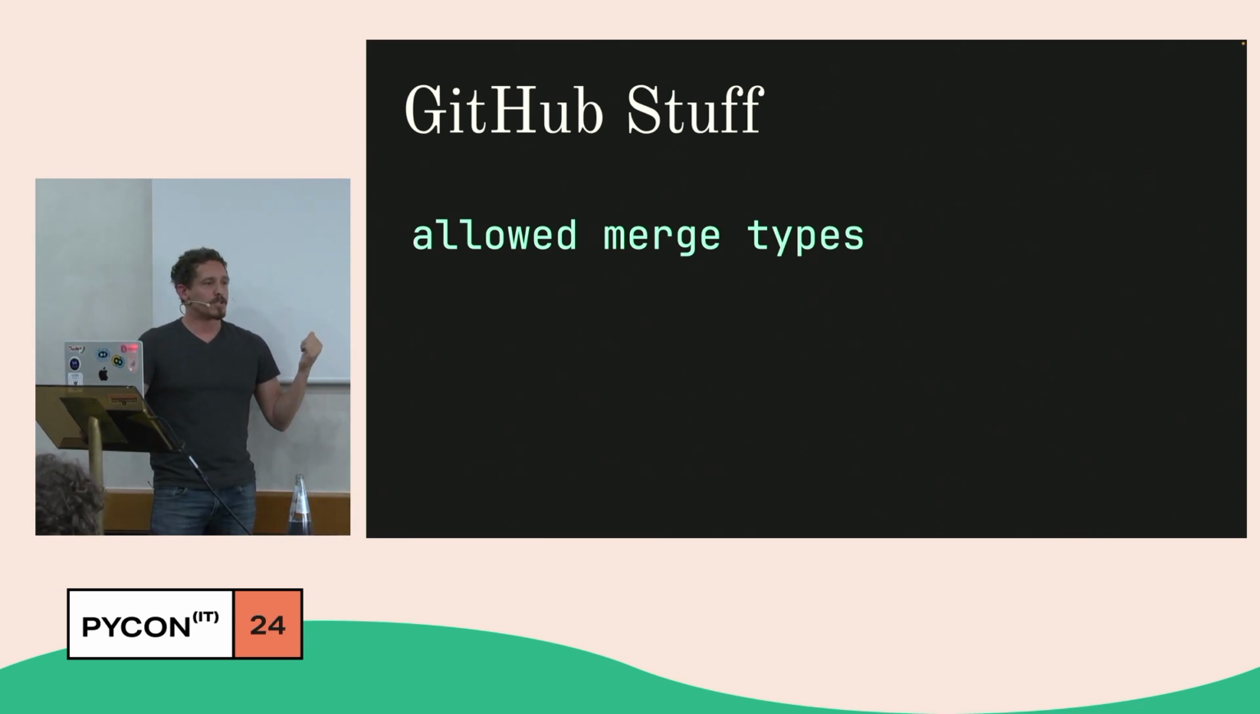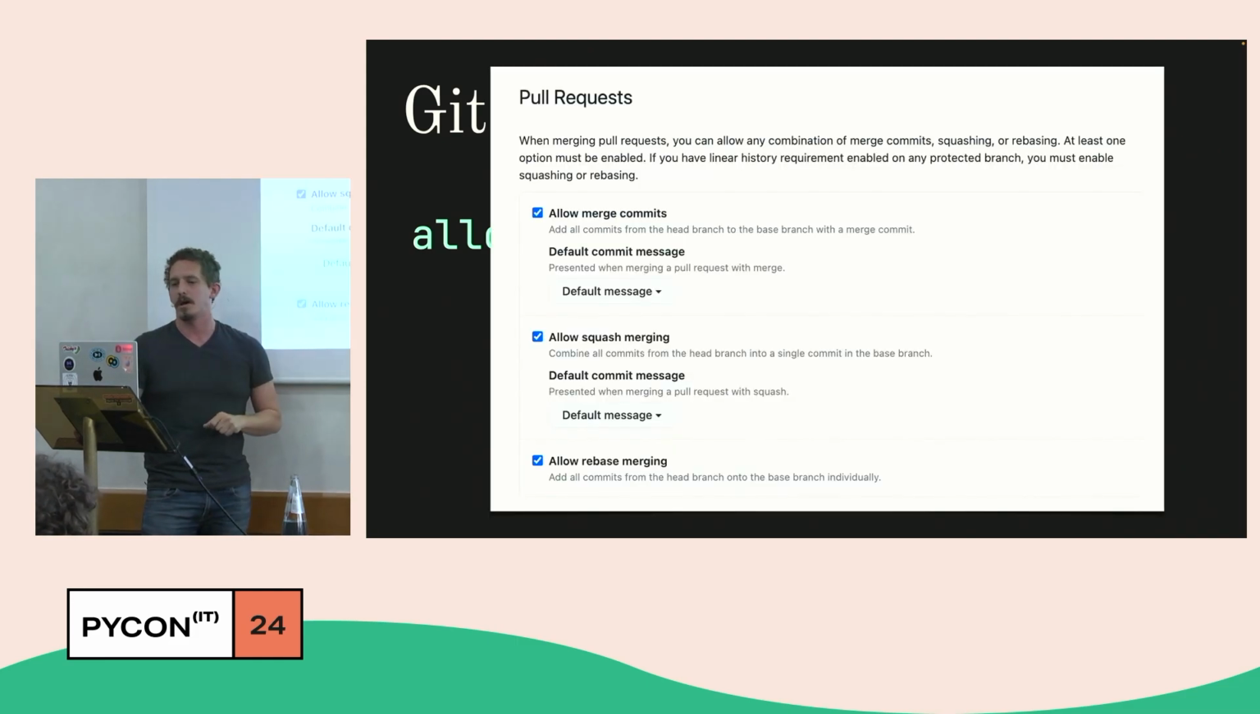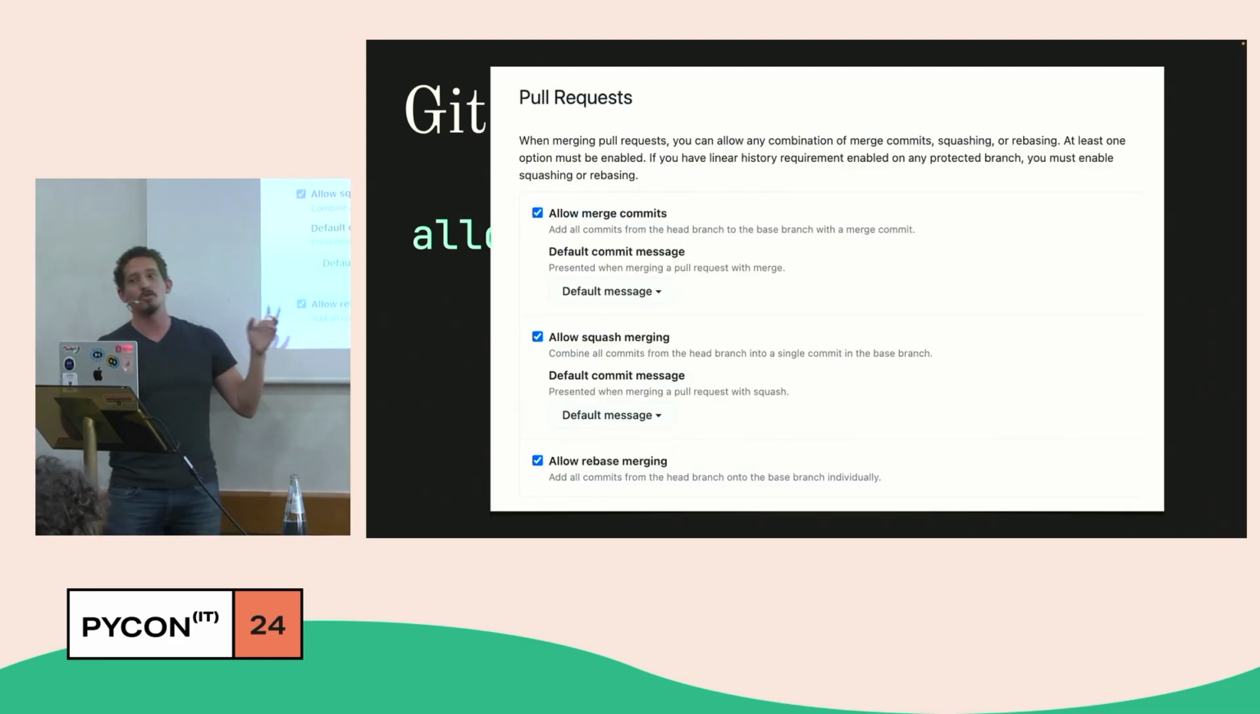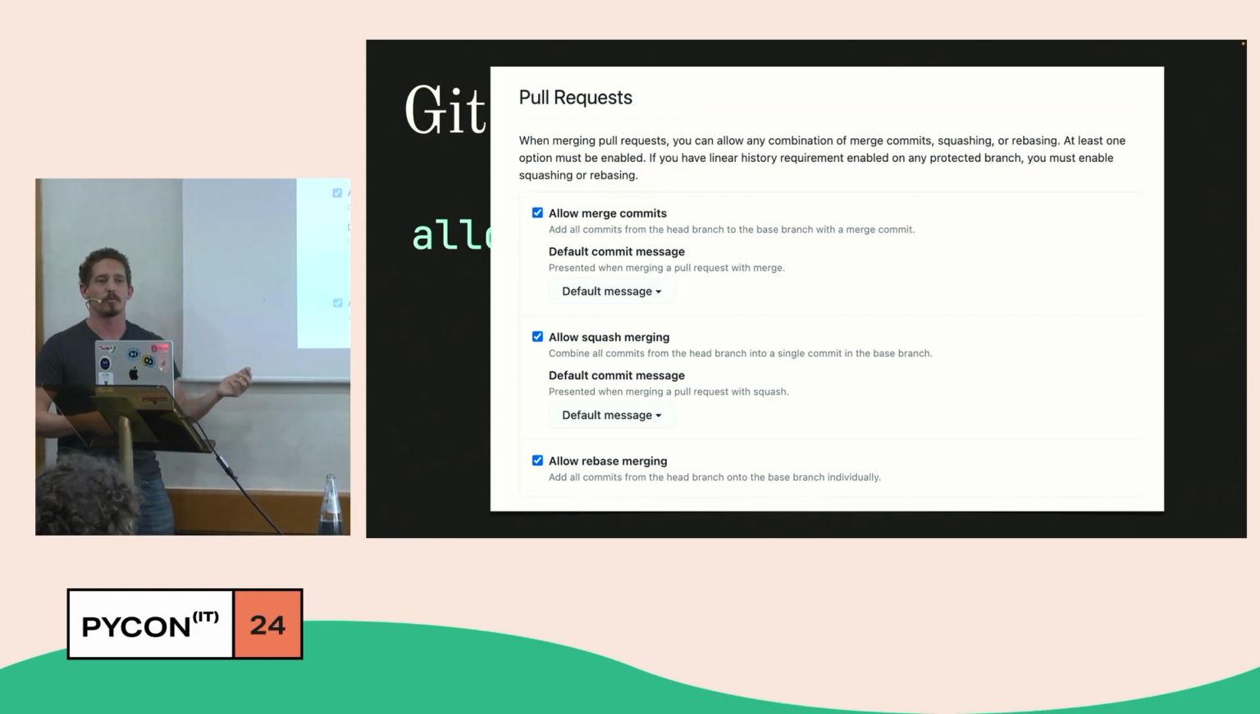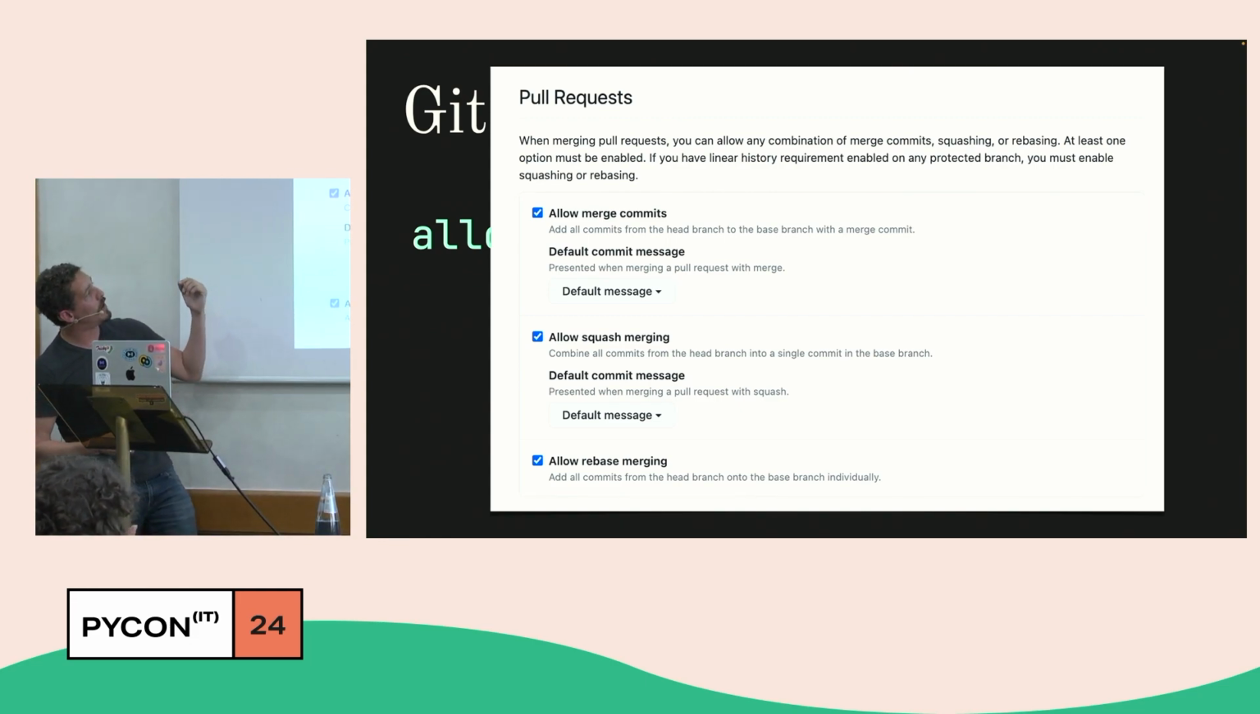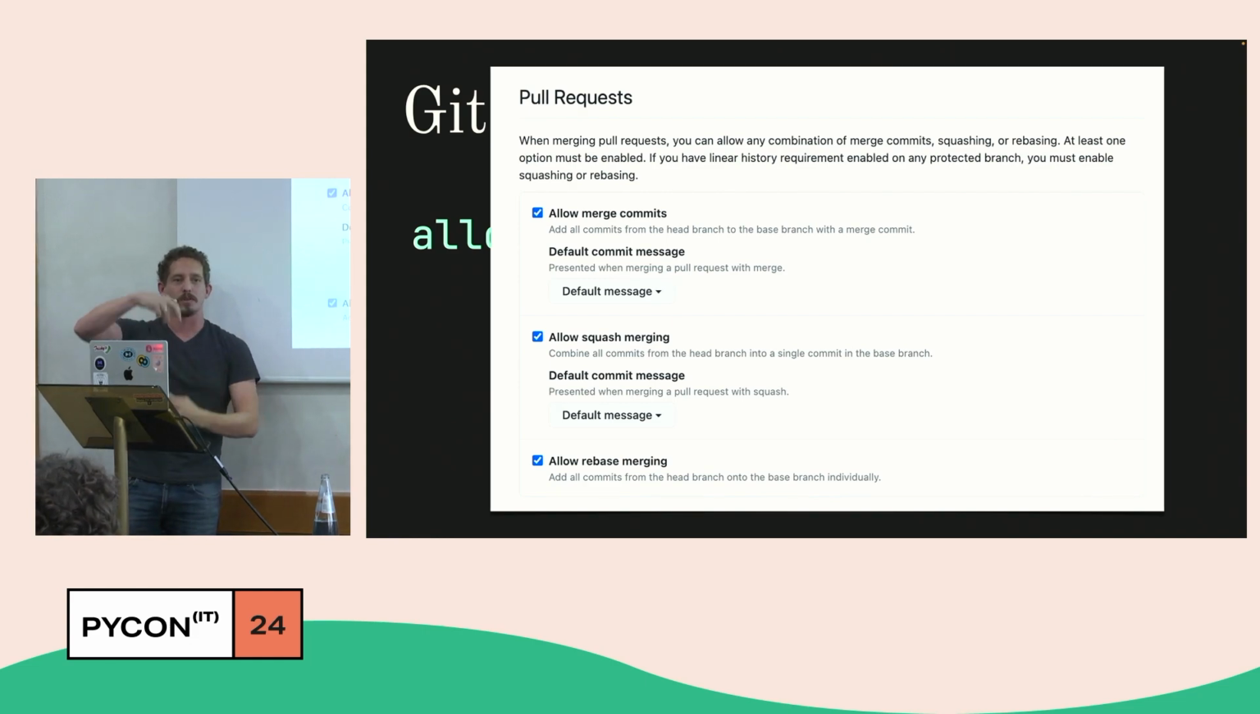One is allowed merge types. There's 3 different merge types you can do on GitHub when you hit the merge button. But you can say which ones you want as an administrator to allow for your project, right? So you can allow squash merging, which is taking the whole branch and making one commit out of it, so you have a linear history.